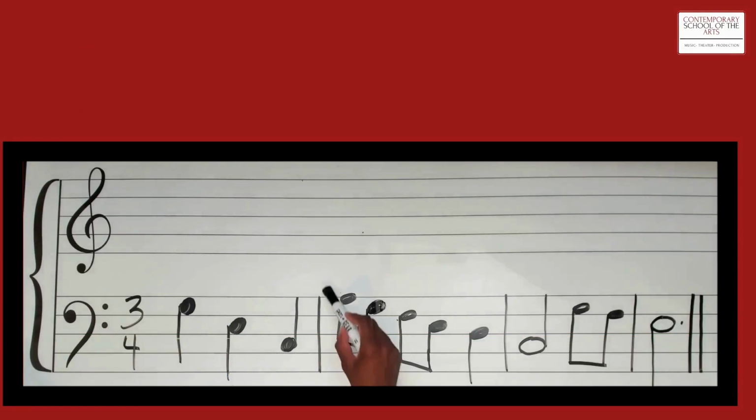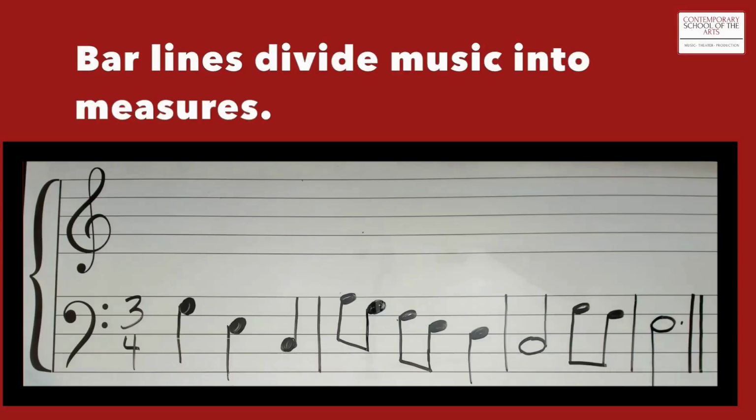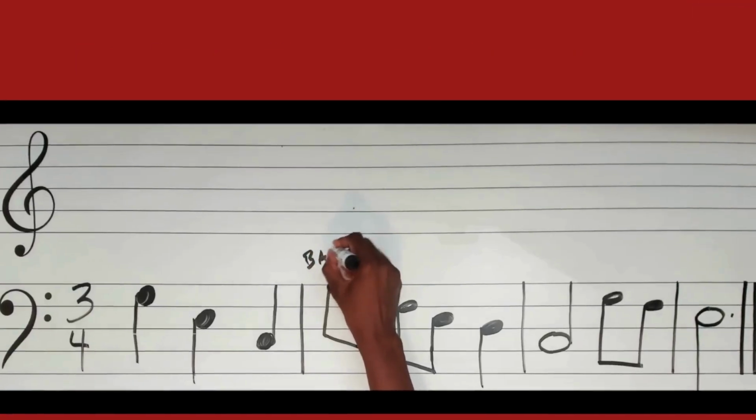Now you see these vertical lines? They divide the music into sections, and we call them bar lines. These are bar lines.